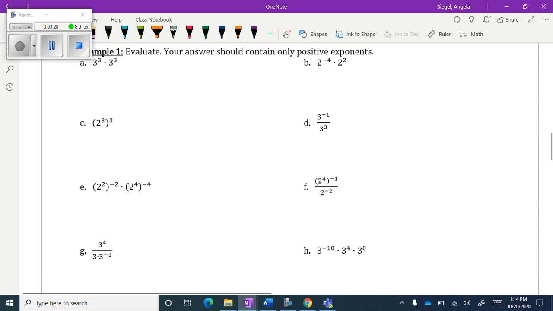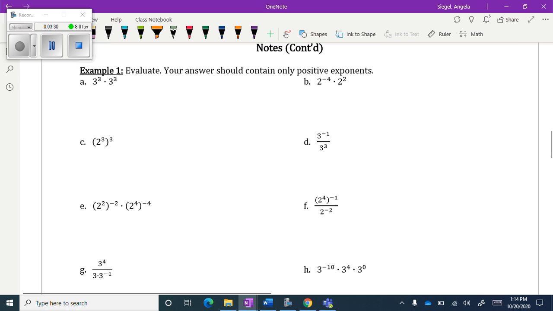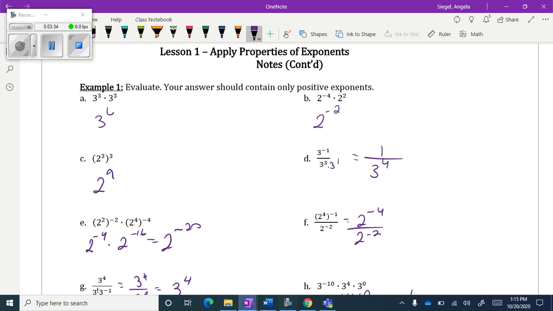Let's go ahead and see what you can do. Again, this is review, but see what you can do on this example 1. The biggest mistake that I see people make is they want to multiply those bases together. So the base stays the same: 3, 3, 3, and then you add the exponents. So 3 to the 6.